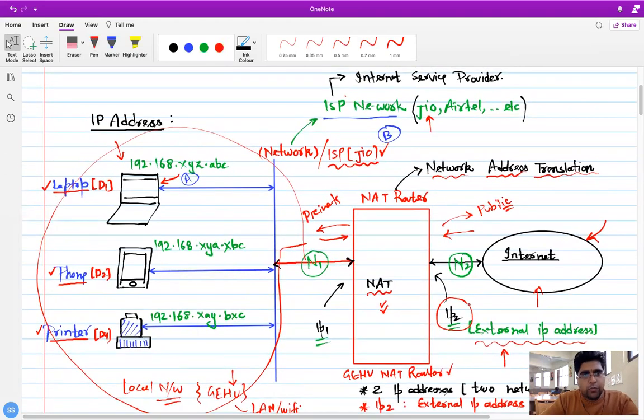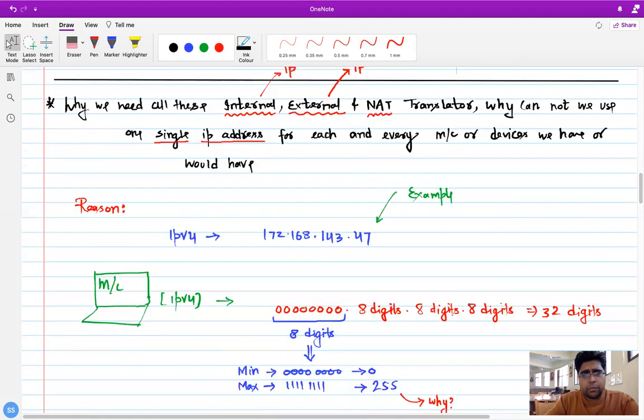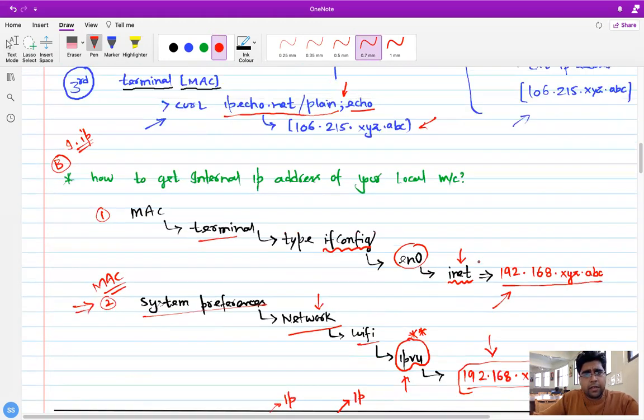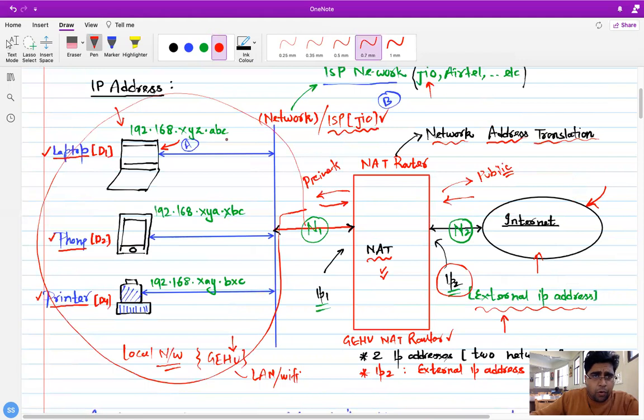So why have we talked about all these things? If they are not useful to us, then what is the point of having this lecture? But we wanted to reach this point: we are interested in this IP address. Why? Because if you have a Geo ISP or a GHU ISP, either one is okay, all the devices in your local network would have been assigned a unique IP address. That would be assigned by the ISP.